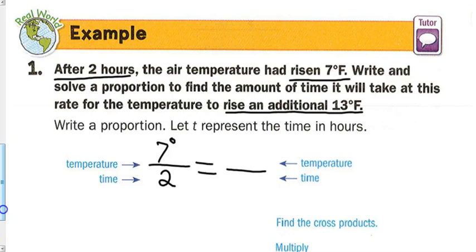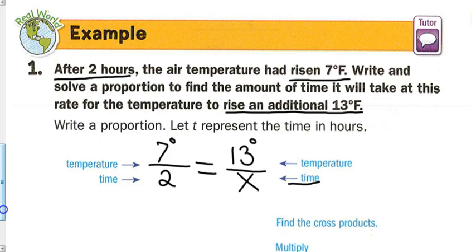Well, I want to know how long it'll take to rise 13 degrees. But right here we have time. That's the piece I don't know. That is my unknown, so I'm going to use a variable there. I'm going to use the letter x to represent that unknown amount.